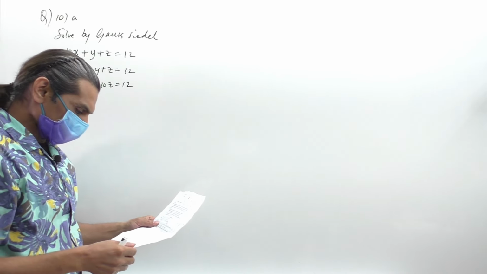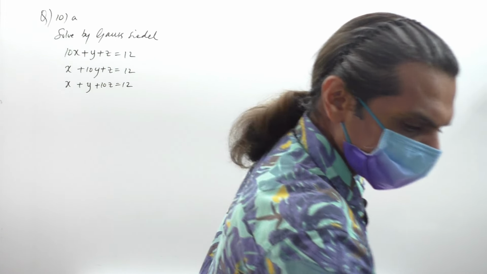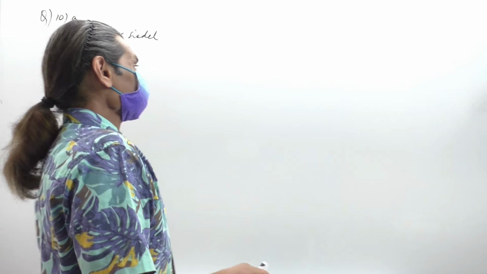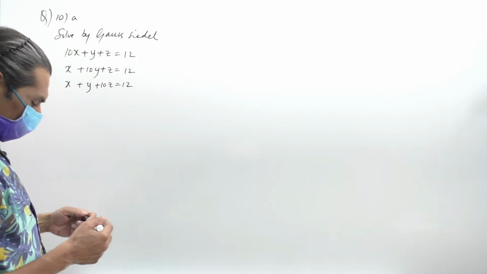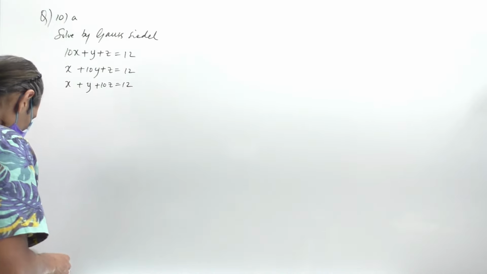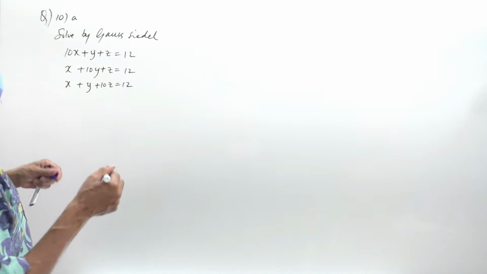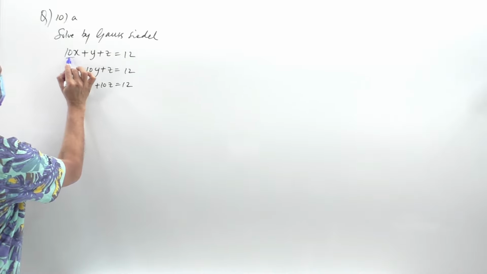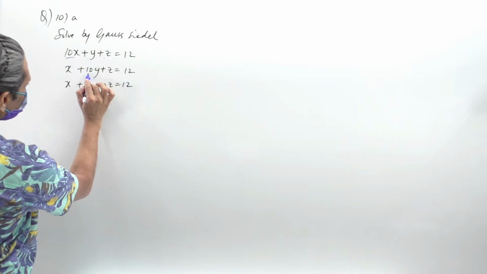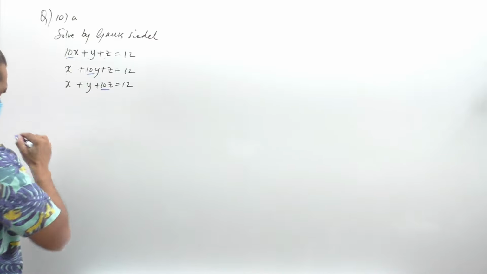In the Gauss-Seidel method, they have not given any initial values here. If they don't give the initial values, we take x is 0, y is 0, z is 0. But first you need to check if I can apply Gauss-Seidel or not. The condition is that the diagonal element should be greater than the sum of the others. So 10 is greater than 1 plus 1. Along the diagonal, again 10 is greater than 1 plus 1.